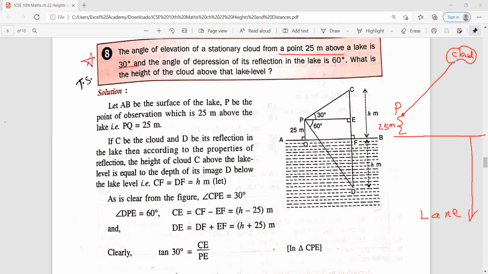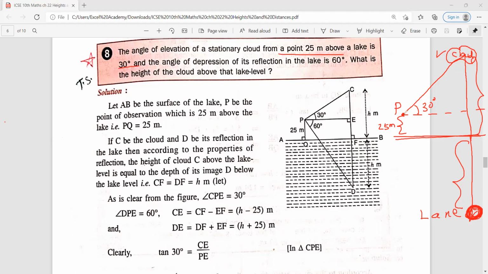From there, the angle of elevation of cloud C is 30 degrees. Understand what is going on? Not from the surface of the lake. You took it from here. Now see the interesting thing, the mirror image, the mirror problem. So the distance between the cloud and the lake surface is same as the distance between the lake surface and the reflection of the cloud in the lake. Plane mirror property: distance between the object and the mirror is same as distance between the image and the mirror, right? So this is how it is.